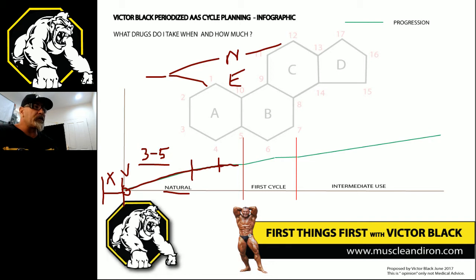My point being is, at some point, your progress is going to slow, and you need to make a choice. Do I continue on the natural path? Do I continue on the enhanced path? This video and most of my materials is about the enhanced path.